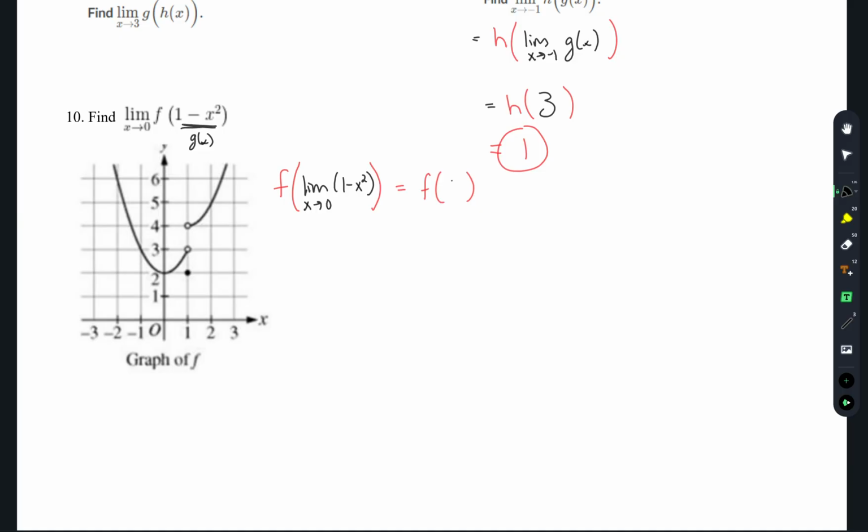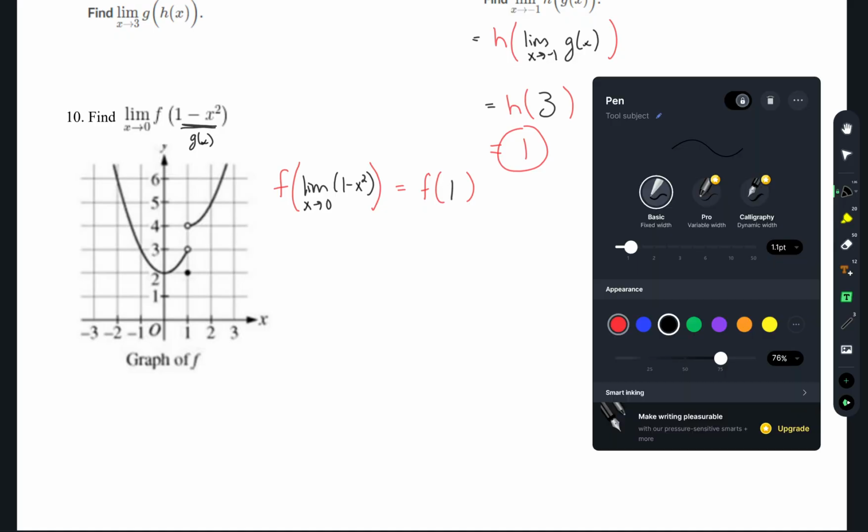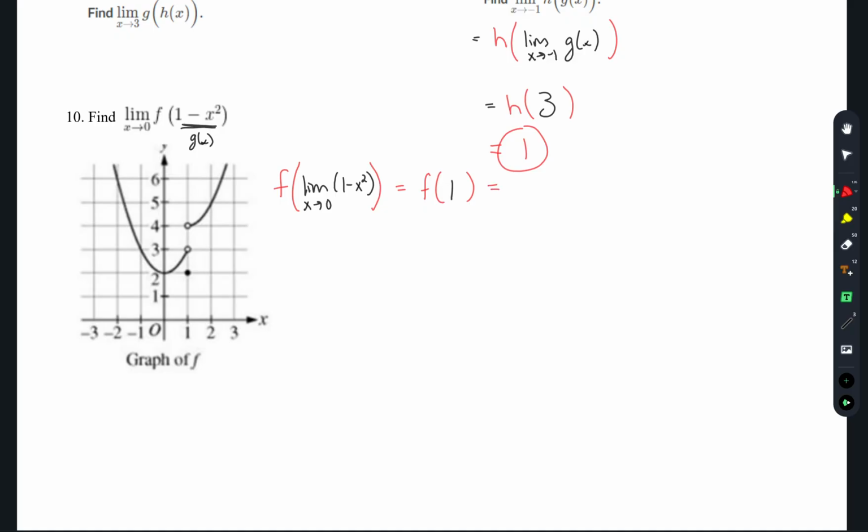So if you plug in 0, you get f of 1, right? Plug 0 in for x, so 1 minus 0. But then if you look at the graph of f, it's sad. Do you see what I'm saying? If you look at f of 1 on here, it's not continuous at 1. Okay? So it's not continuous. So you have to do this a different way. Okay? So how does that work?